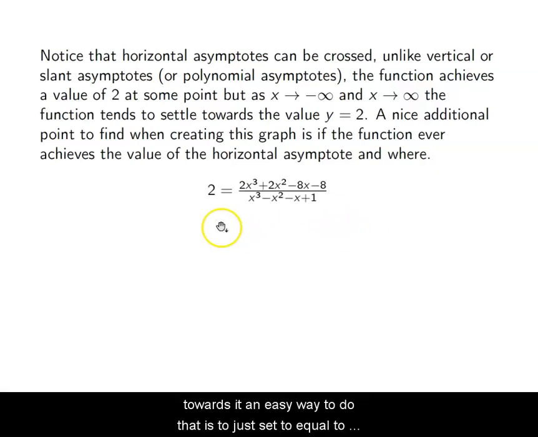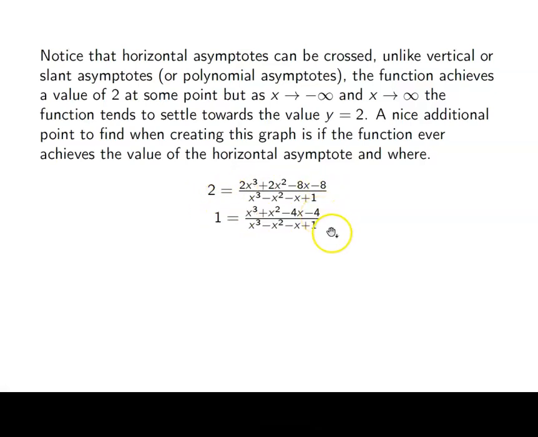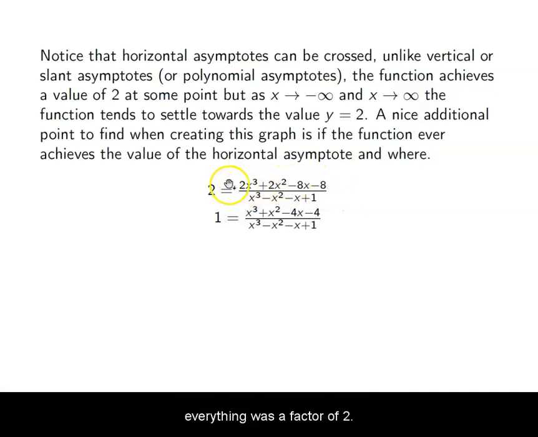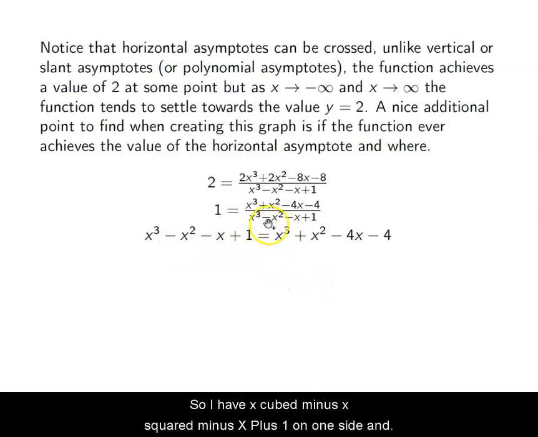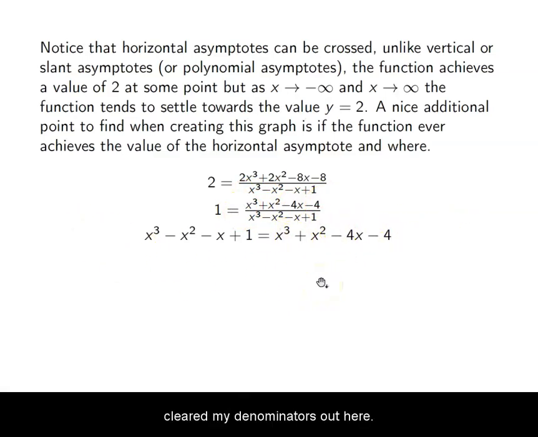And the easy way to do that is to just set 2 equal to my function, right? So 2 equals this. I can divide everything by 2 because remember, in my numerator, everything was a factor of 2. So I can then clear out this denominator and multiply both sides by x cubed minus x squared minus x plus 1. And basically what that does is it allows me to set these two polynomials equal to each other at that point, right? So I have x cubed minus x squared minus x plus 1 on one side, and the numerator stays on the other side. So I basically cleared my denominators out.